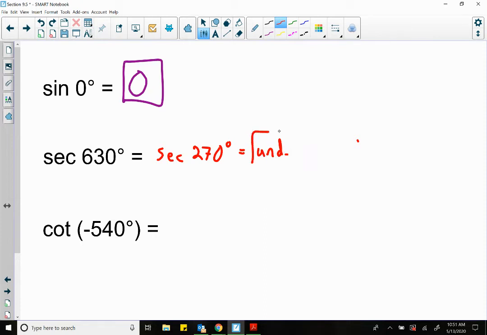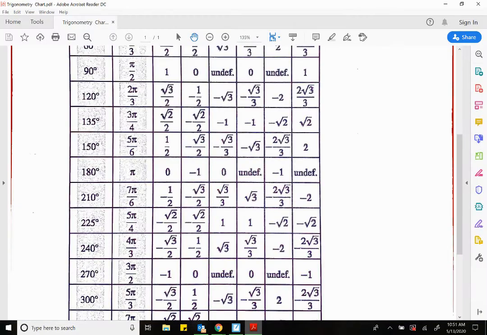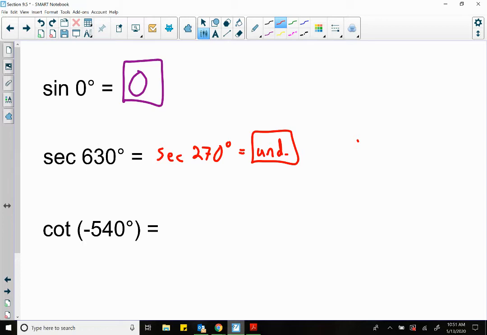Hopefully you took my little hint and that's what you did. And again, the same thing's going to happen right here, negative 540. It's not on our chart. But I did talk to you about how to find these going the negative direction. So you could use that. Or again, just turn this into the least positive coterminal angle. Okay? So we're going to add 360 to negative 540. And that gives us negative 180.